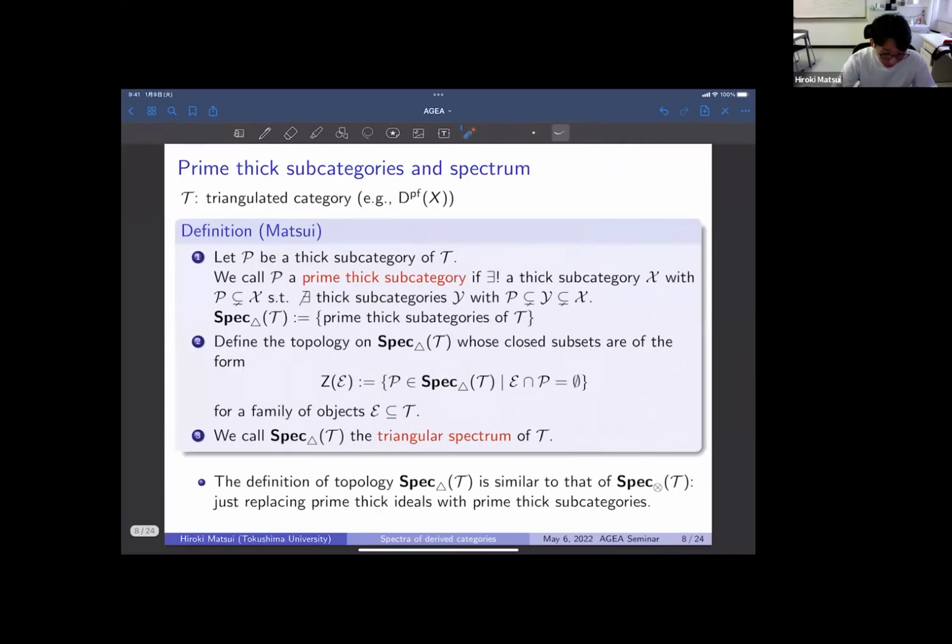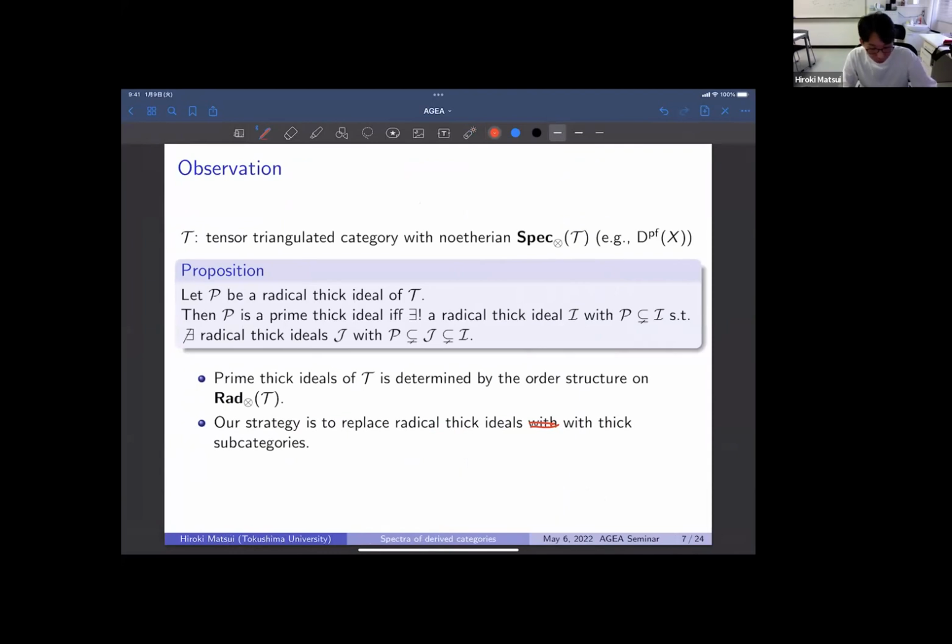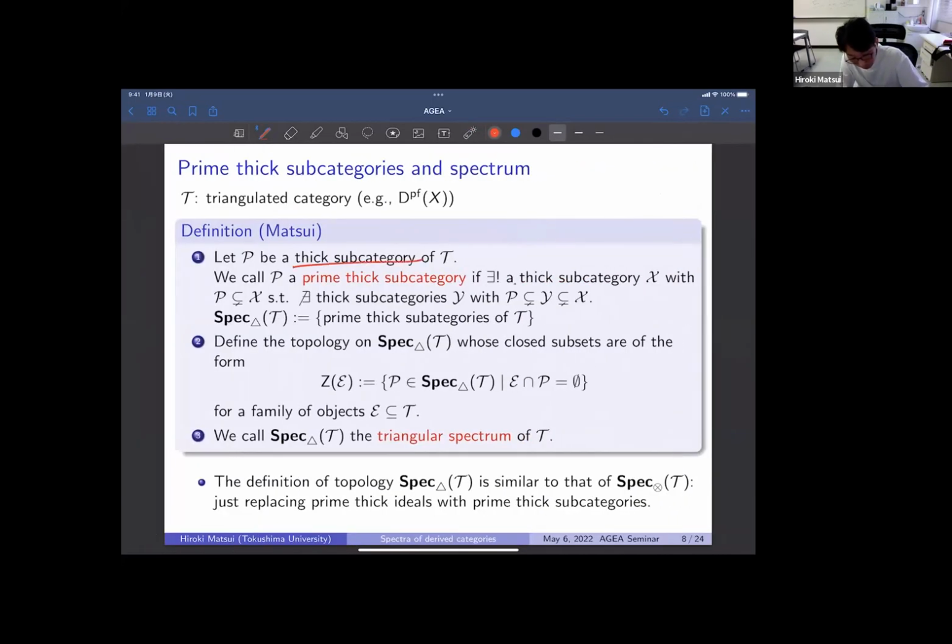Okay, now let me give a definition of prime thick subcategories. Let T be a triangulated category. In this talk, we always consider this triangulated category. Let P be a thick subcategory. Then we say that P is a prime thick subcategory if there exists a unique thick subcategory X properly containing P, such that there exists no thick subcategory Y between P and X. Please compare this definition with the previous proposition. We replace radical thick ideals with thick subcategories. Then we obtain the notion of prime thick subcategory.